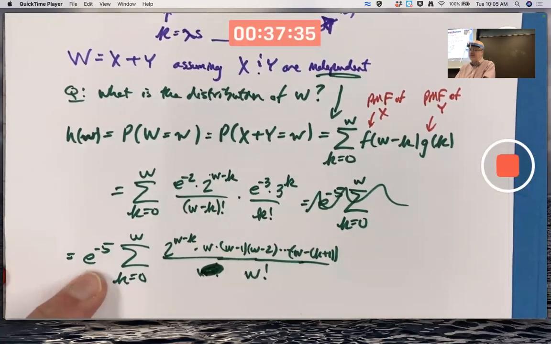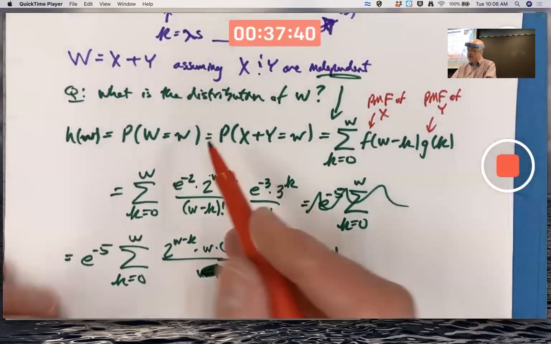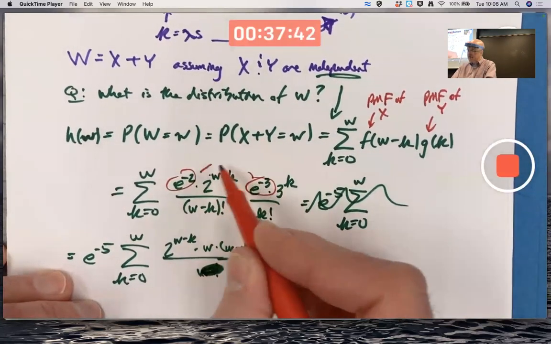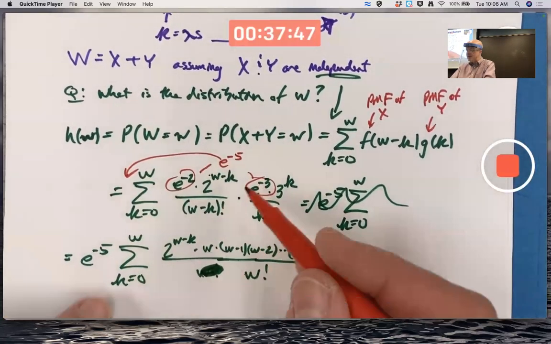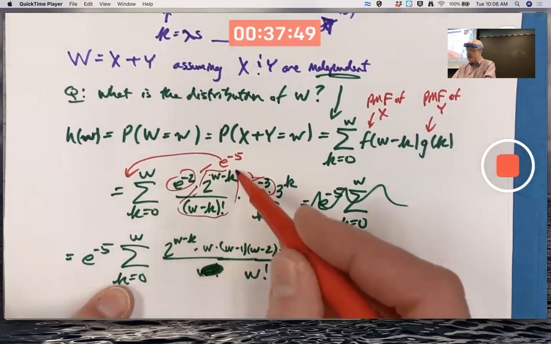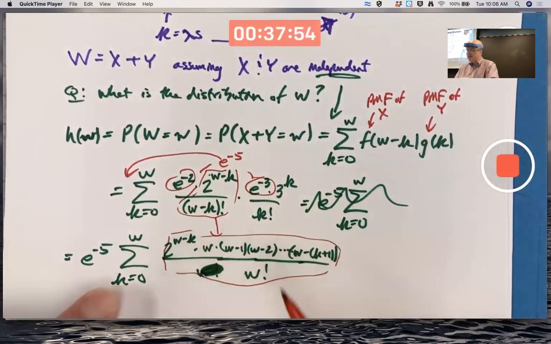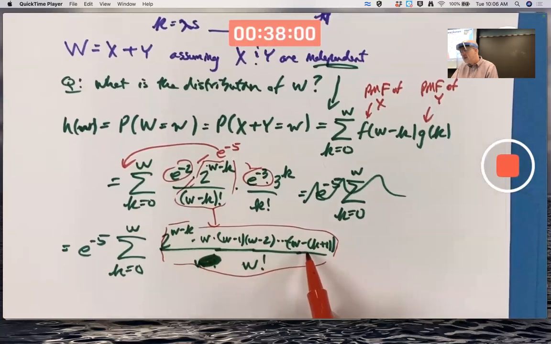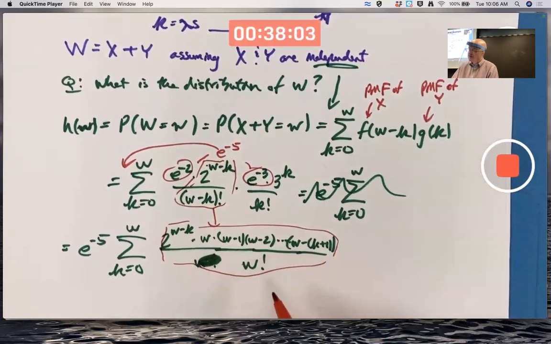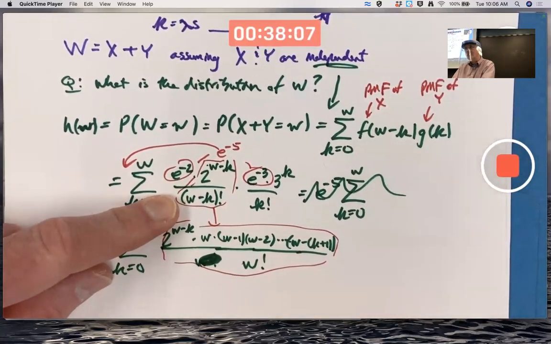The e to the negative 5 on front comes from the e to the negative 2 and the e to the negative 3. Pull that out in the front. It's no longer there. I'm focused on this fraction equaling this fraction. Because to get from here to here, I multiplied by a disguised form of 1. This entire product divided by that same product, which I combine with the W minus K factorial to say it's W factorial.